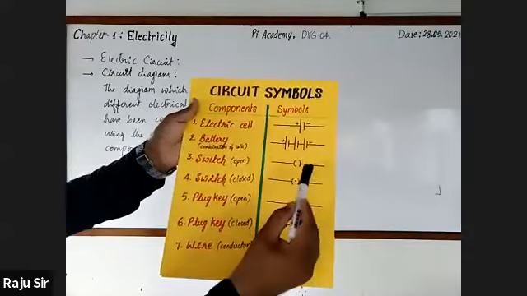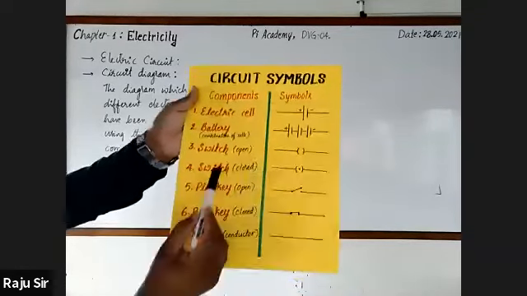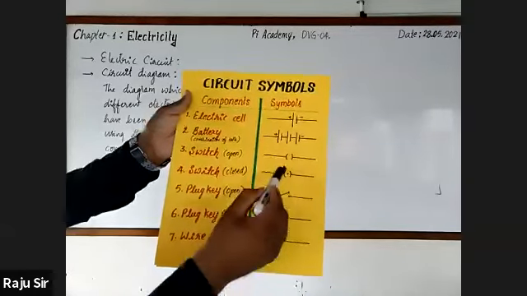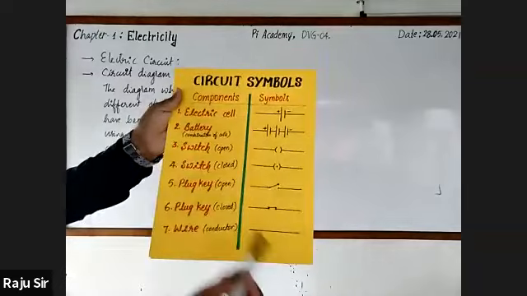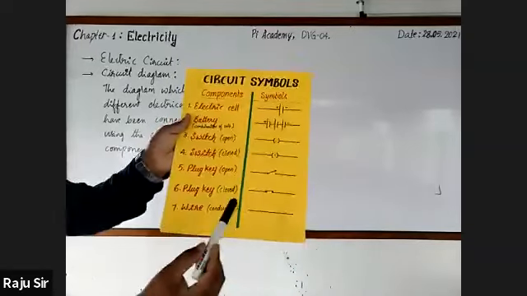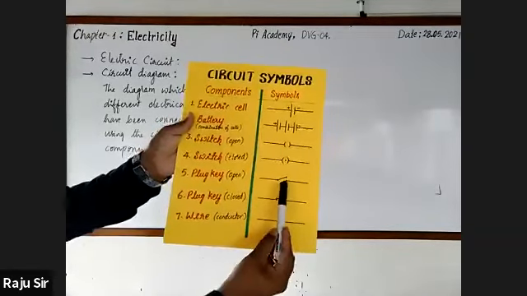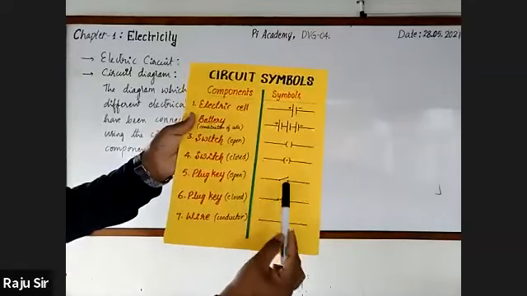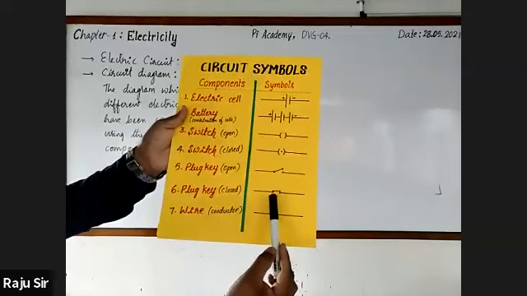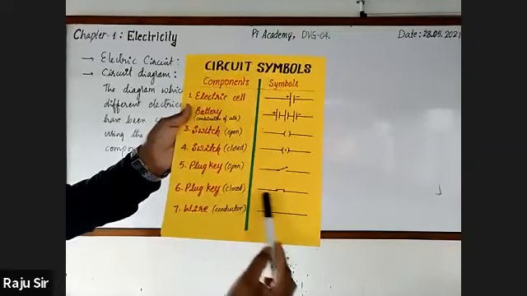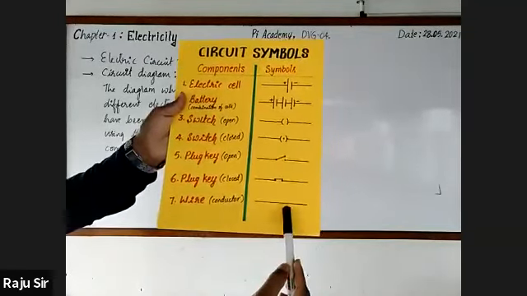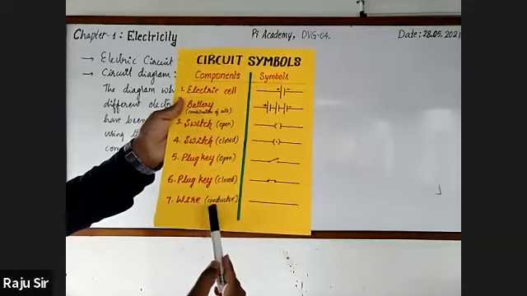Then third one, it is a switch. Circuit is not closed. It is an open switch. Next, the fourth one is a closed switch. That means when the switch is on, the current starts flowing. And fifth one, this is the plug key. Even in place of a switch, we can also use the plug key. It is open. That means the circuit is not closed. And this is the circuit symbol of the plug key in which the current is flowing. And the seventh one, we have just drawn a line which represents a wire or conductor.